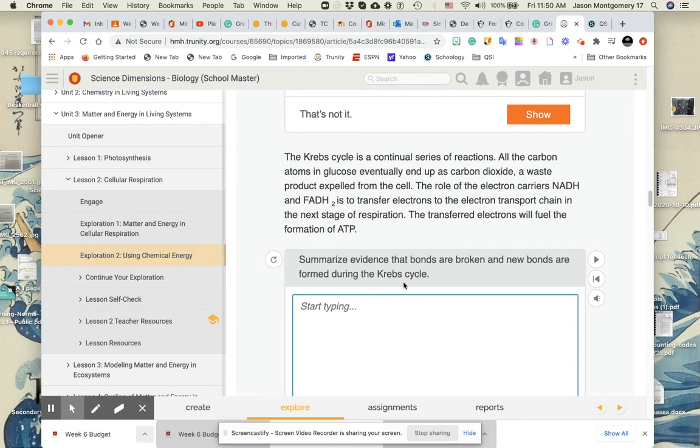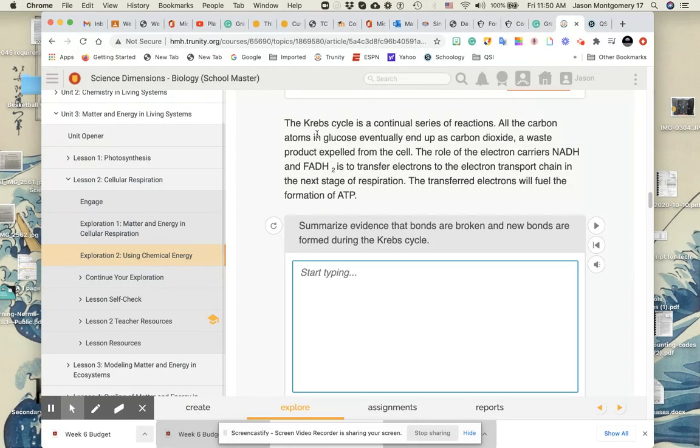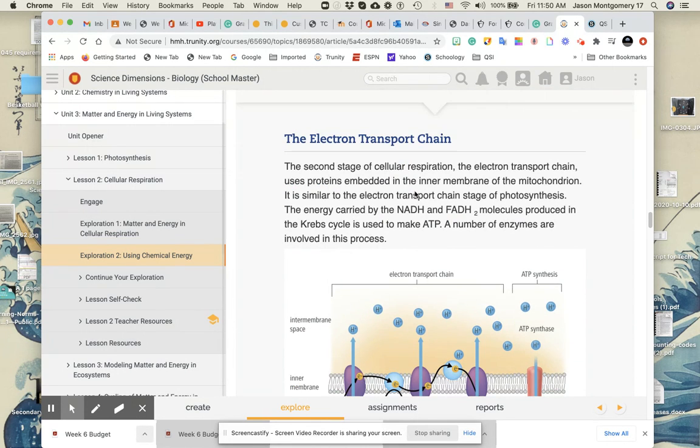Moving right along. So the main idea here is the Krebs cycle is a continuous series of reactions. All the carbon atoms in glucose eventually end up as carbon dioxide as a waste product, which is then kicked out of the cell. The role of electron carriers NADH and FADH2 is to transfer electrons to the electron transport chain, which is the next stage of respiration. These transferred electrons will fuel the formation of ATP. Okay, so moving on here to the electron transport chain.